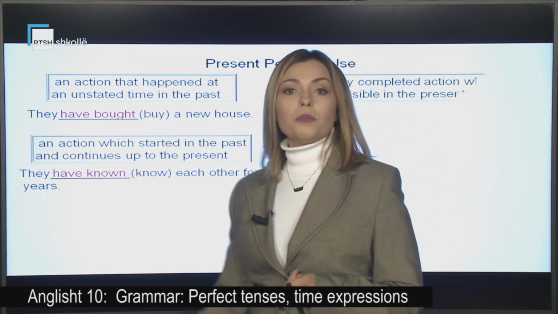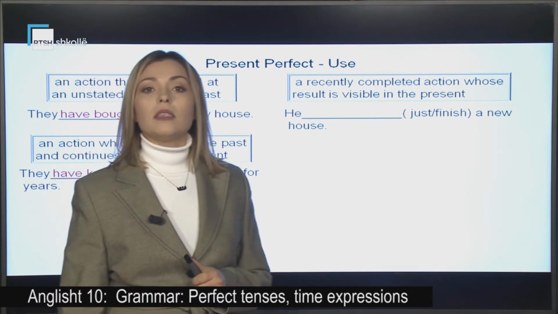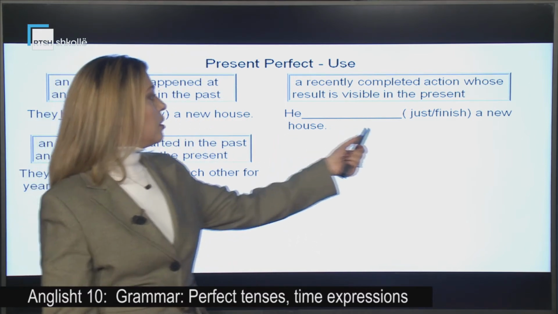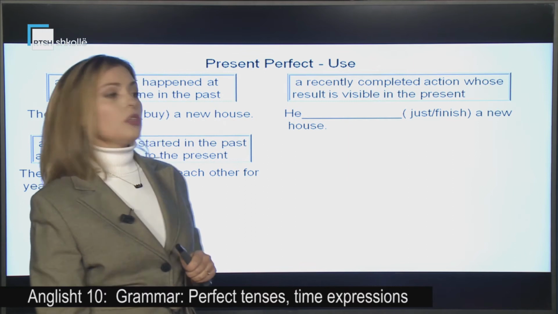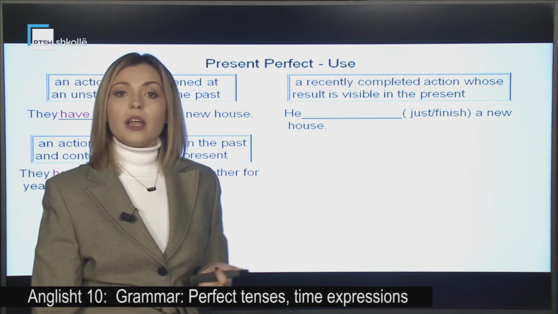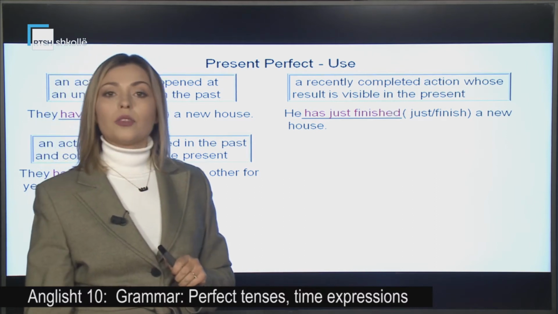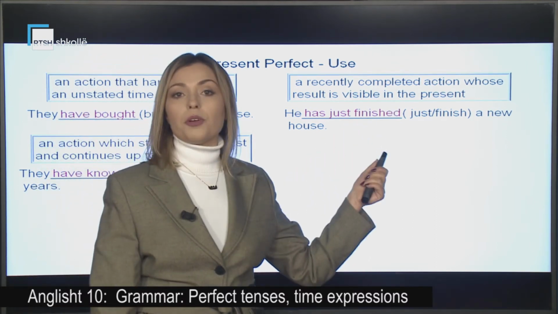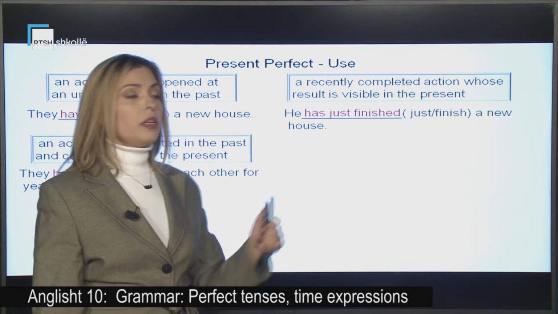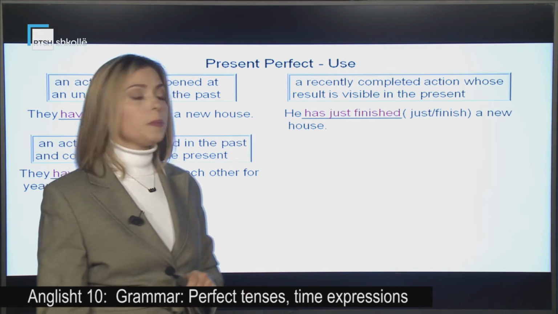Another use of the present perfect, when an action was recently completed and we can see the results in the present. So, he has just finished a new house. So he started working with the house and we can see the results now. The verb finish is a regular verb. So it takes ed in the past participle. Has is, of course, the auxiliary verb, the verb that helps us.